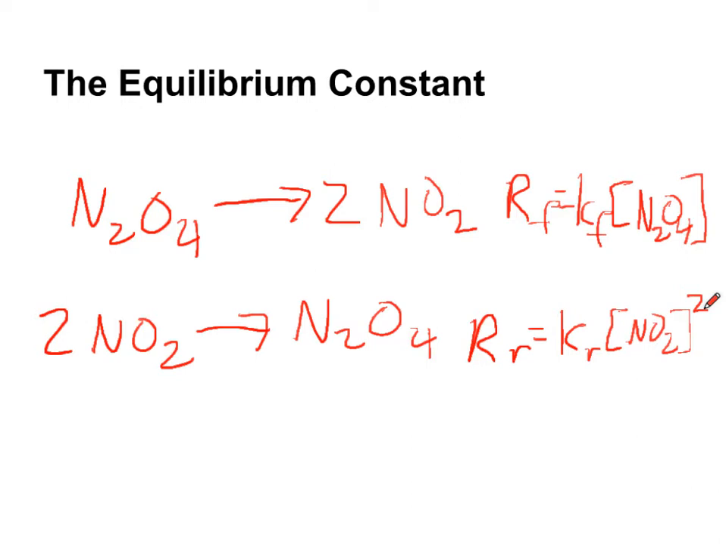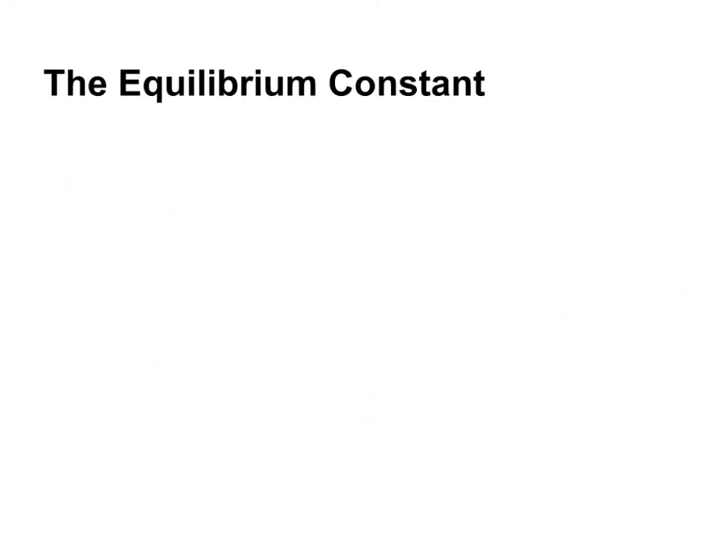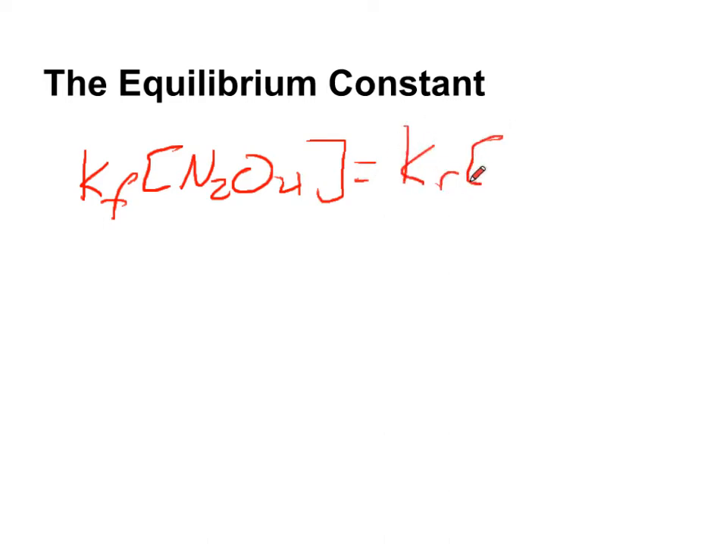We can rearrange these because we know that at equilibrium, the rate in the forward direction is equal to the rate in the reverse direction. So rate forward is equal to rate reverse. We can set these two things equal to each other. So I get rate constant forward times the concentration of that reactant, N2O4, is equal to the rate constant reverse times the concentration of those products squared.